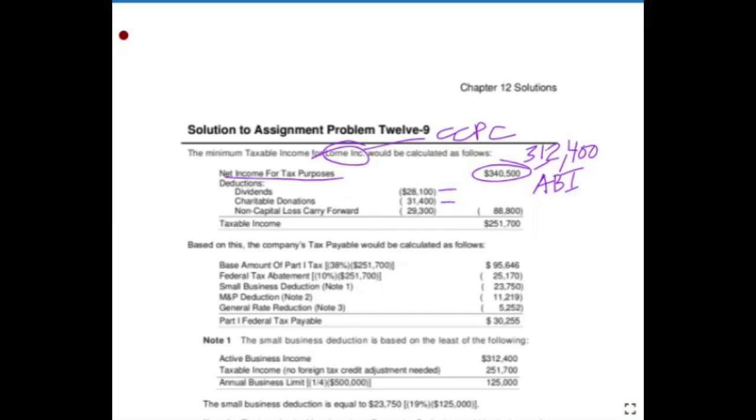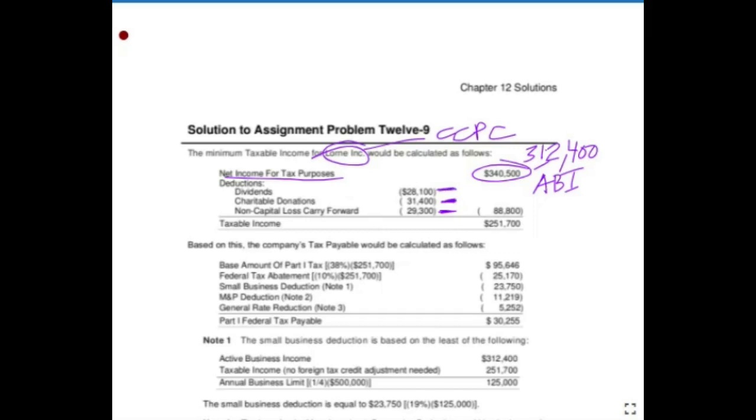We're not limited like we are with the net capital. So non-capital, which is your everything but capital, we have $29,300, and we're told the intent. The intent is to deduct all of this carry forward stuff that we have in this year. We're doing 2020. We're going to deduct all of it. So there's our deduction. This is the spot where we take the deduction.